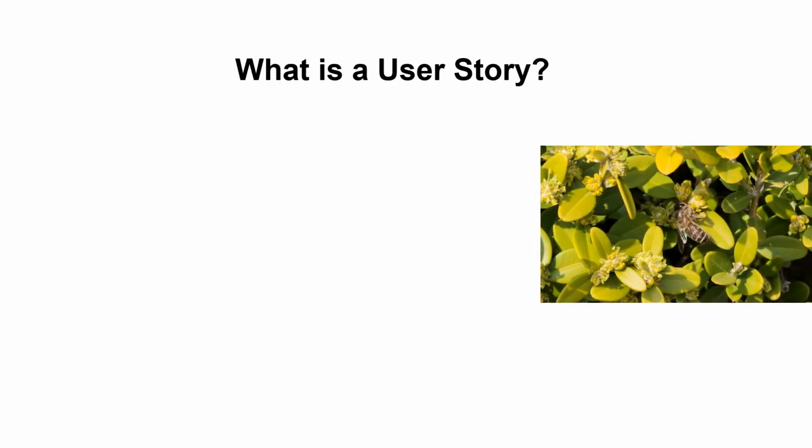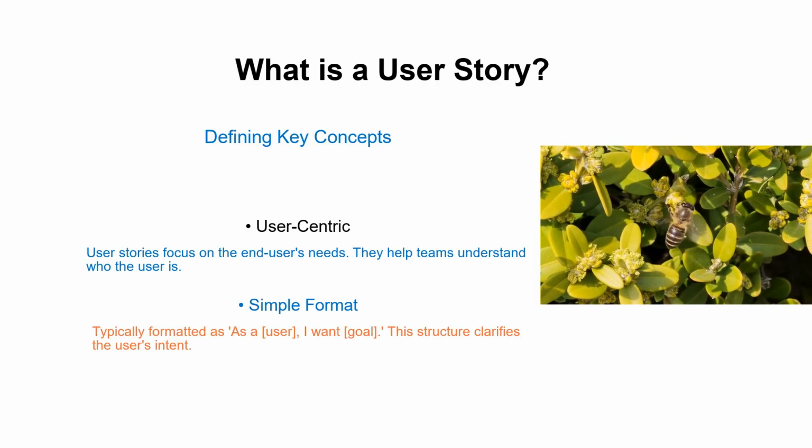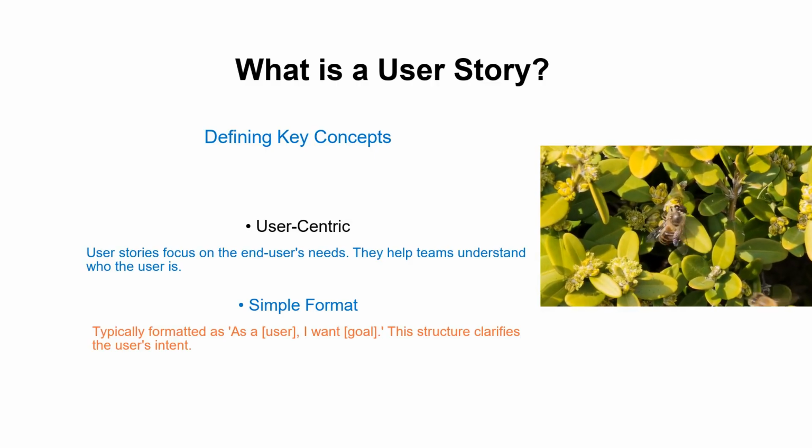A user story is a simple description of a feature from the user's perspective. It typically follows the format: as a user, I want goal. This helps teams focus on user needs.